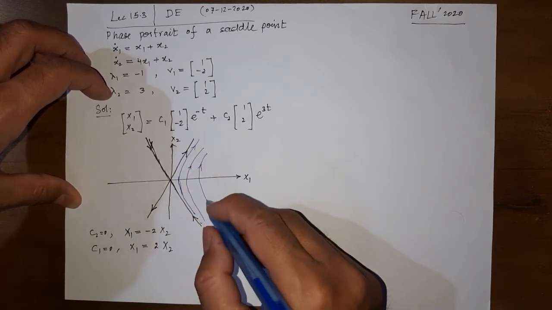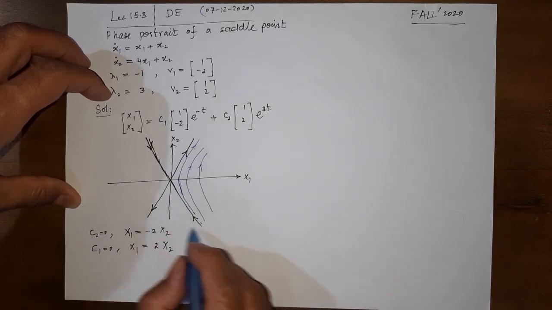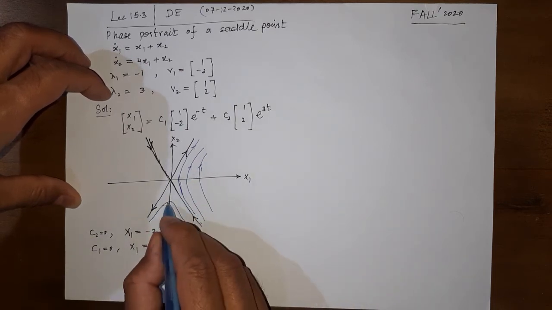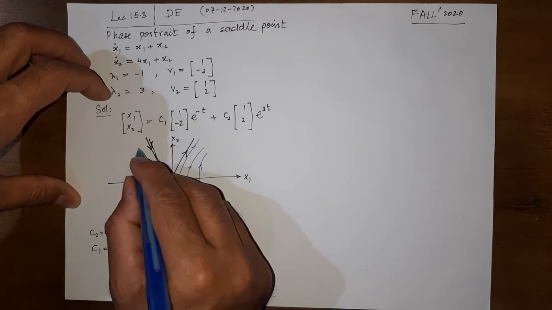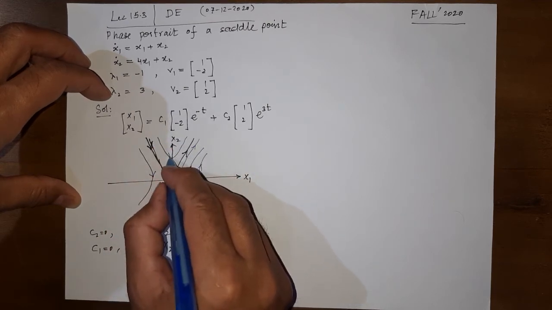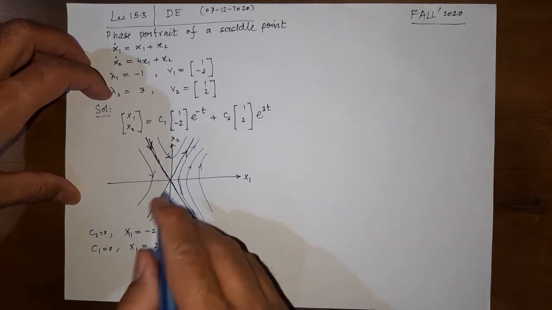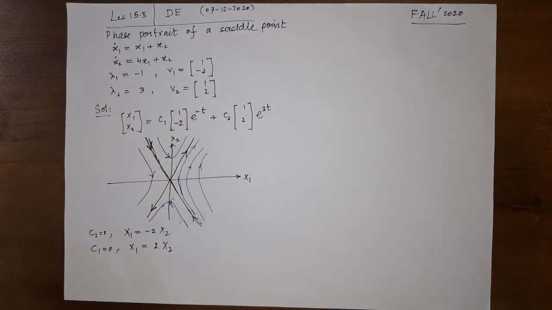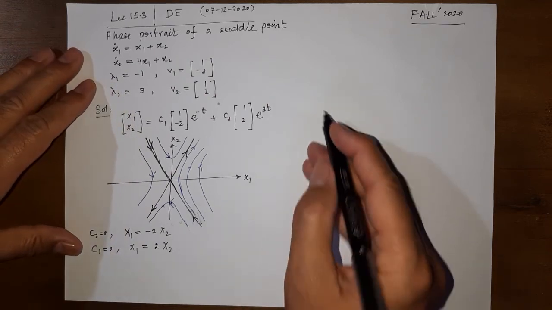So many lines are not important, so making one line is important. For example, here we can see that it would be something like this, here something like this, and here something like this. In this case, this fixed point is known as the saddle point. So why is this known as a saddle point?